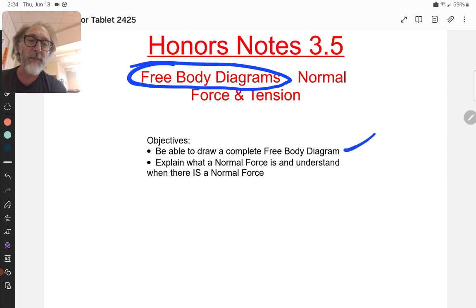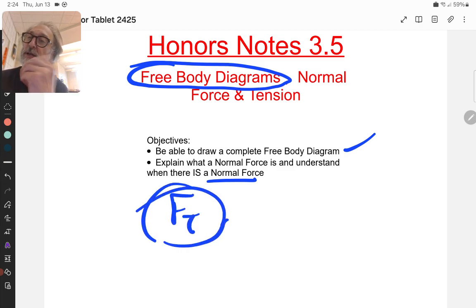So your objectives here: be able to make a free body diagram. You ought to be able to explain what a normal force is, and also tension is in this video, okay? I know I mentioned it in some previous videos, but this is the first time we're actually gonna dig in, all right? So we're just gonna dive in, all right?